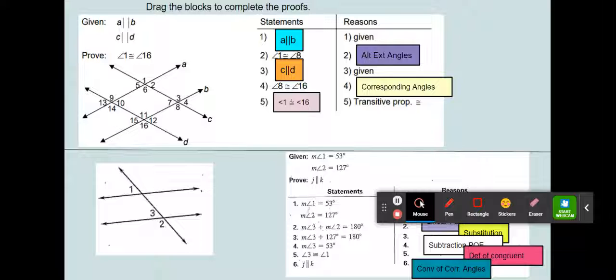Again, C and D, we are given. Angle 8 and 16, corresponding angles. And since 1 is congruent to 8 and 8 is congruent to 16, the transitive property says since 1 and 16 are congruent to the same angle, they must be congruent to themselves or to each other.